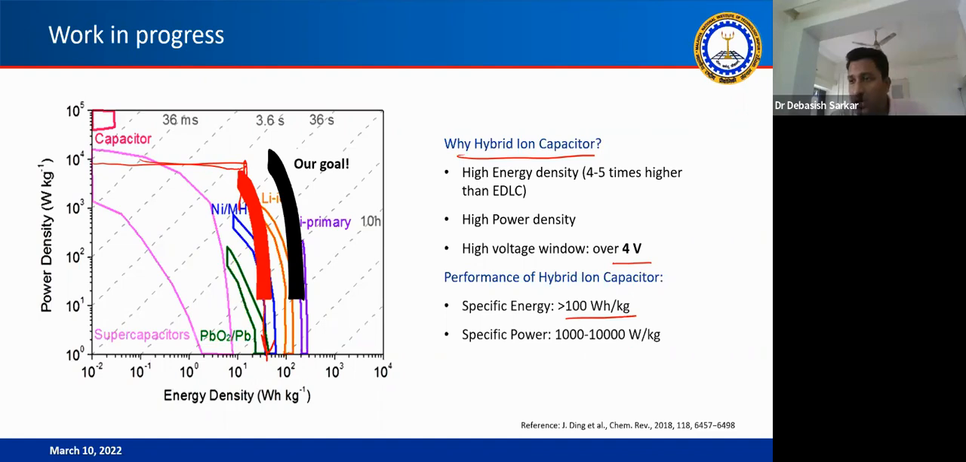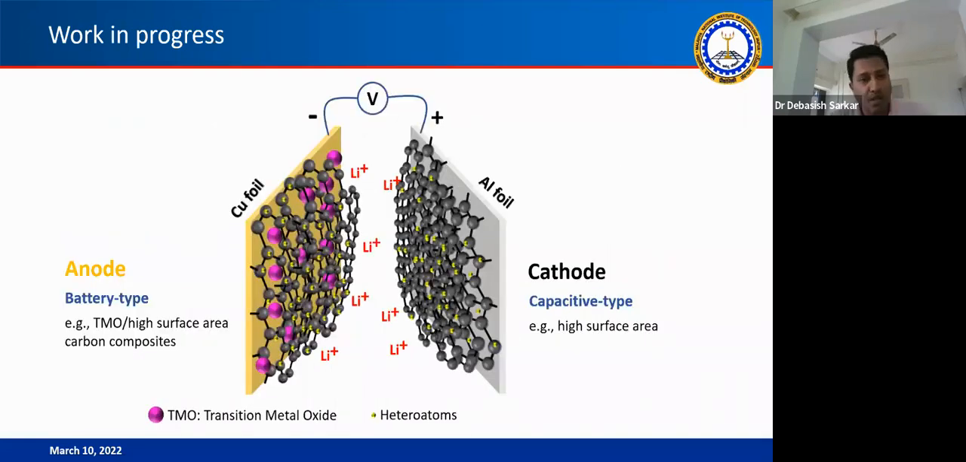And I can show you a general schematic diagram for a hybrid ion capacitor that we are working on right now. We are mainly working on fabricating different kinds of carbon materials, which can be used in both the anode side and the cathode side. In the cathode side, the carbons are called heteroatom doped carbons, meaning nitrogen doped, boron doped carbon. This is the capacitive side of the hybrid ion capacitor, which is made of high surface area carbon material. In the anodic side, you can directly use carbon materials.